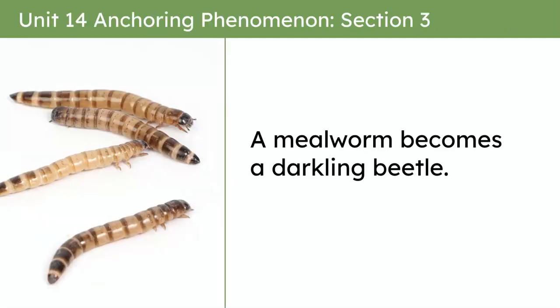The anchoring phenomenon for Section 3 is, a mealworm becomes a darkling beetle. Students will generate questions based on this phenomenon. They might ask, how can a worm become a beetle? And yes, we know some of you might not enjoy these bugs, but we sure hope your students love them.